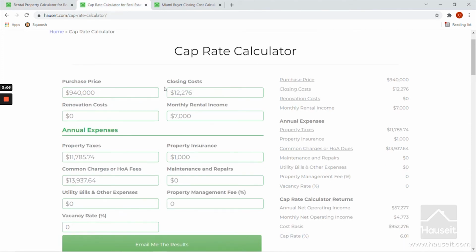So let's check out Hauseit's cap rate calculator and look at net operating income, which is important here. So net operating income for this example is $57,277. That's per year. This is calculated from total revenue minus total operating expenses, such as these that we've listed here. This would then presumably be your taxable income, assuming you are not using financing. If you are using financing, then your mortgage interest would be an additional expense that would be deducted from here to calculate your taxable income.